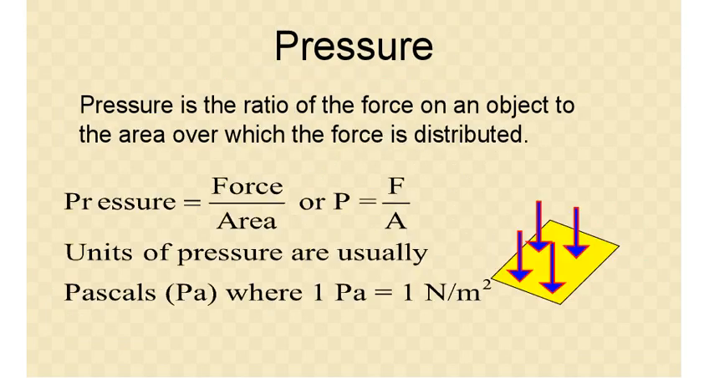All right. The next thing here we want to talk about is pressure. Pressure is force over area. It's the ratio of the force on an object to the area over which the force is distributed. So we've drawn a little picture here of a board, could be anything, and there are forces pushing down, spread out over the area of the board, and the amount of force per area determines how much pressure there is.